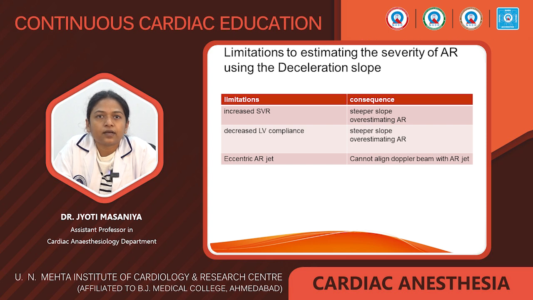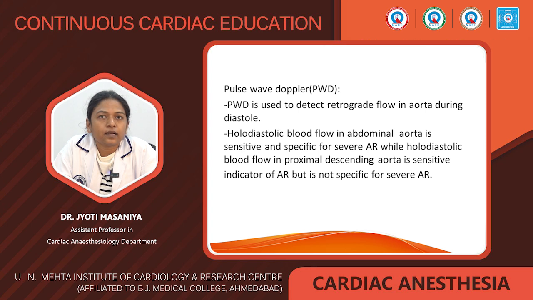Any condition which increases the SVR will lead to a steeper slope, and here we can overestimate the aortic regurgitation. Conditions which reduce the LV compliance, such as myocardial ischemia or cardiomyopathy, will again lead to a steeper slope, and here we can overestimate the AR. And if there is an eccentric jet, in that condition we cannot use pressure half time or deceleration slope.